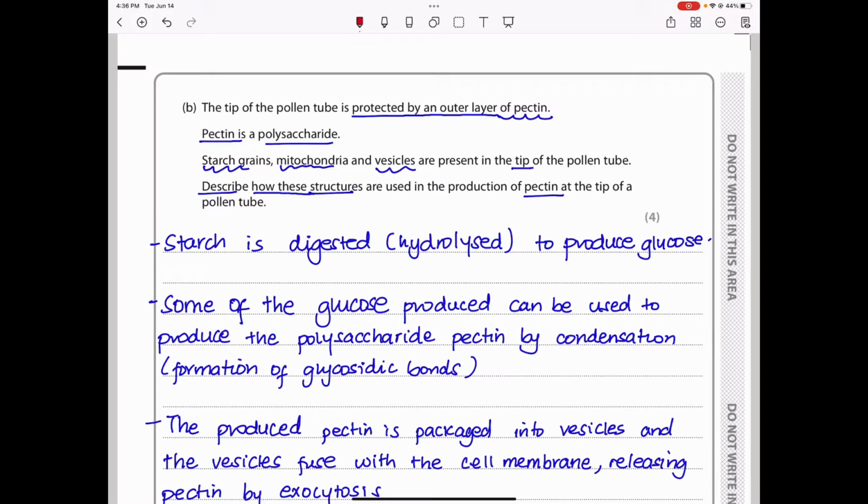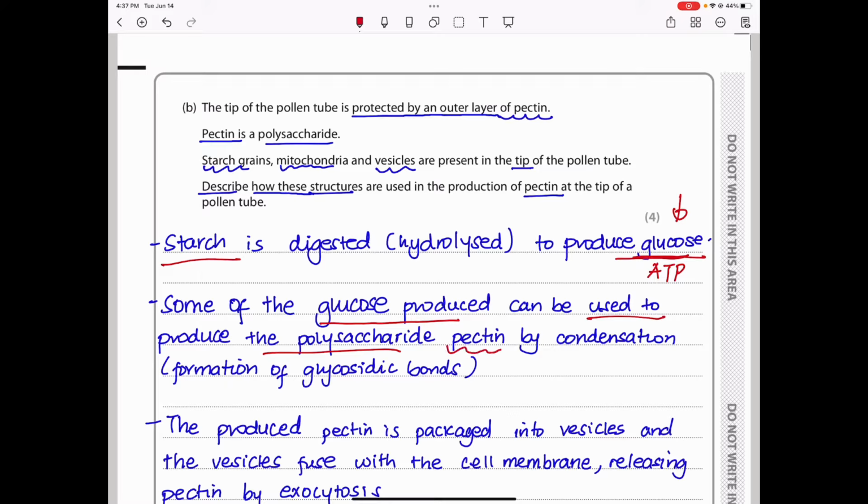Now, at the tip of the pollen tube, of course, there is going to be digestion. So starch is going to be digested or hydrolyzed to produce glucose. And as you know, glucose is used in respiration to produce ATP. So this glucose can be used to produce the polysaccharide by condensation reactions forming glycosidic bonds. If we break down starch to produce glucose, some of the glucose could be used for ATP generation. However, some of the glucose could be polymerized to produce a polysaccharide, which is pectin.